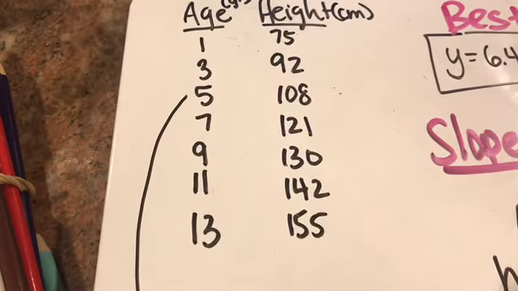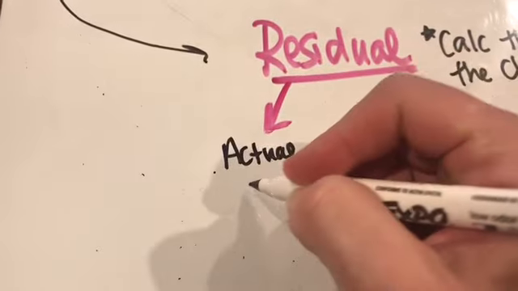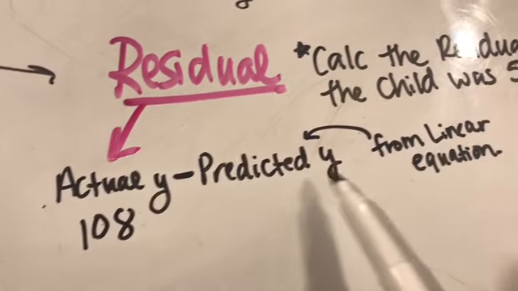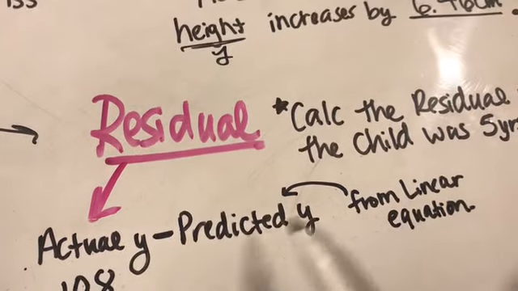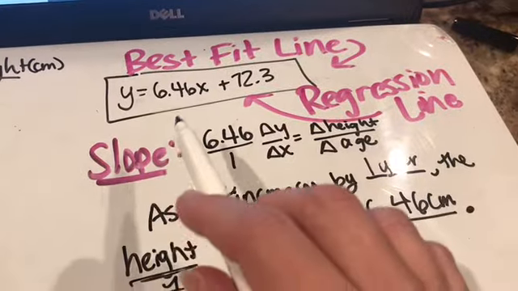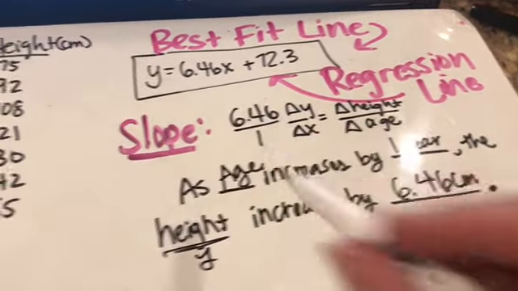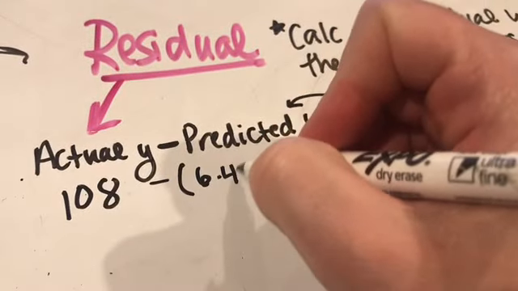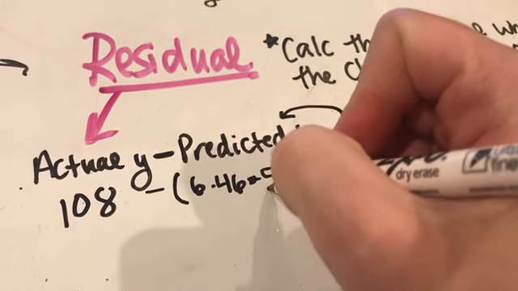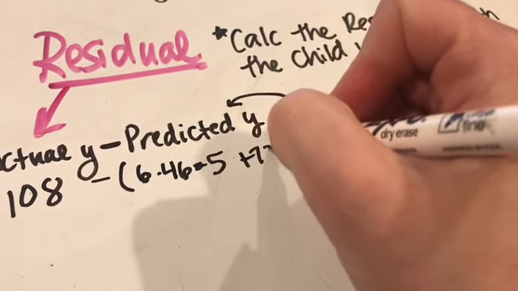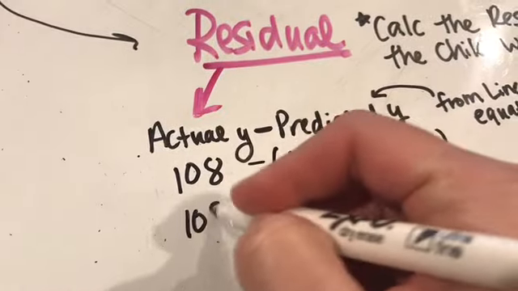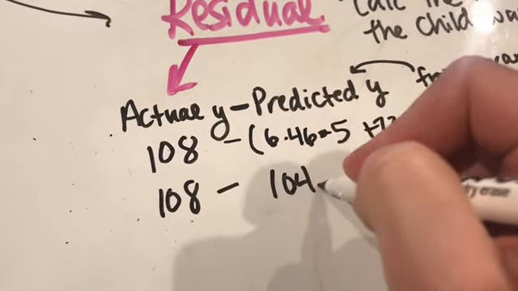So at age 5, the actual height of this child was 108. And I know that's in centimeters. So 108. The predicted value is the value from the linear equation. So this is the predicted equation. So all you have to do is plug in a 5 and see what it predicts his height should be. So we're going to do 6.46 times 5 plus 72.3, and we're going to see how far apart that is from 108. When we type that in our calculator, we get 104.6.